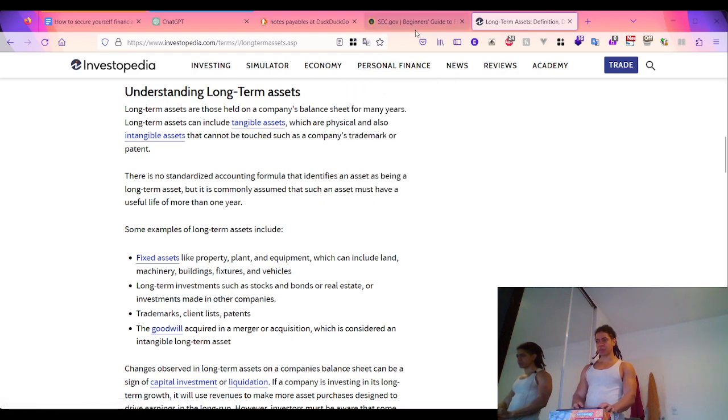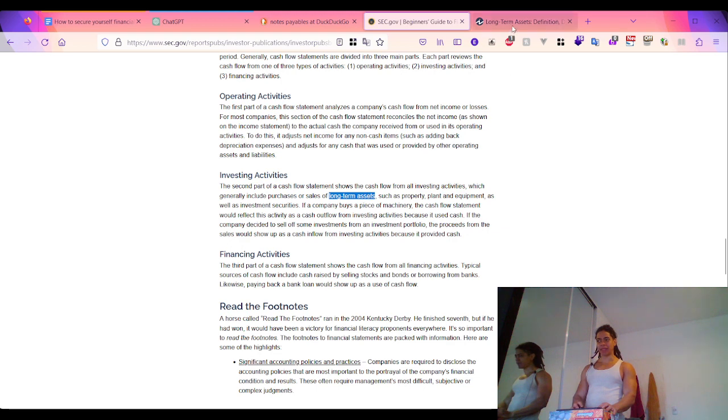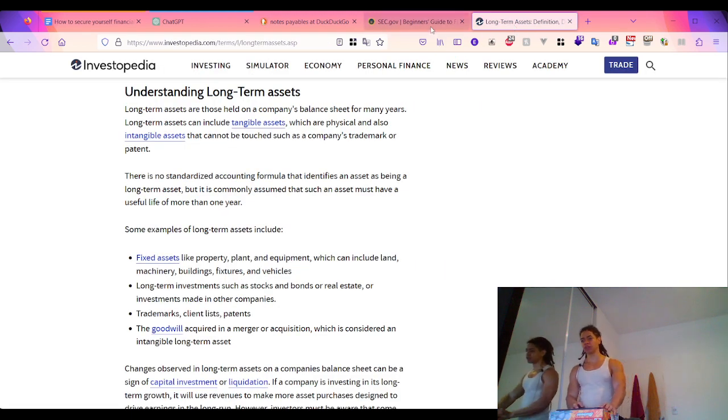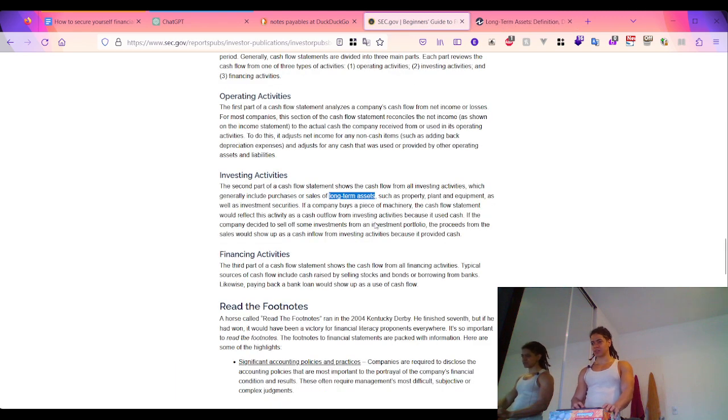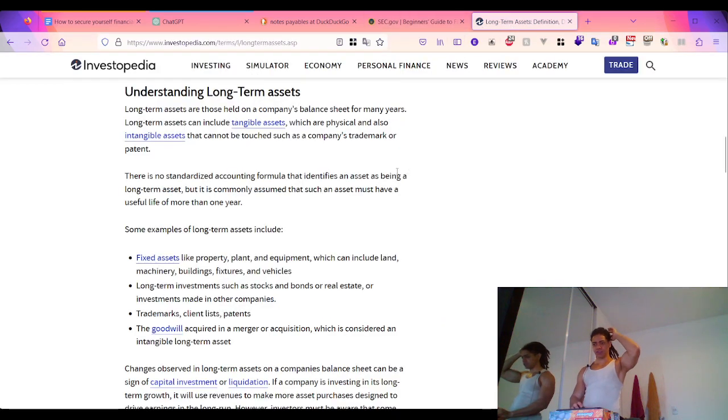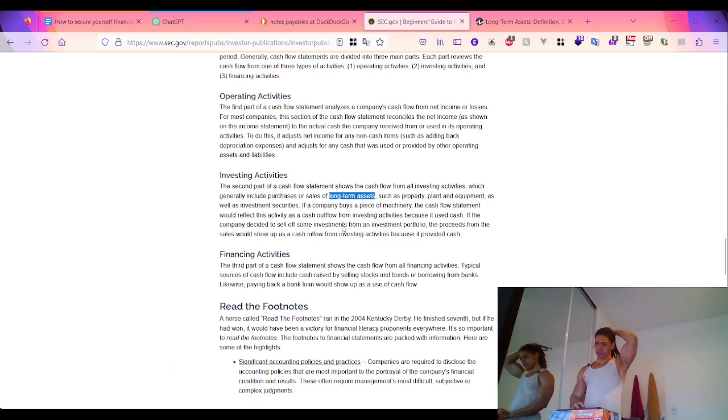So examples of long-term assets are property, plant, and equipment, investment in other companies, goodwill, stocks, bonds, or real estate, trademarks, client lists, patents. So long-term assets can be summarized as intangible assets and investment in affiliates. Whether it is investment in affiliates, intangible assets, or property, plant, and equipment, these are just examples of long-term assets.